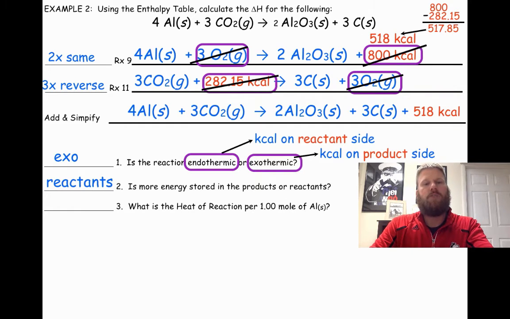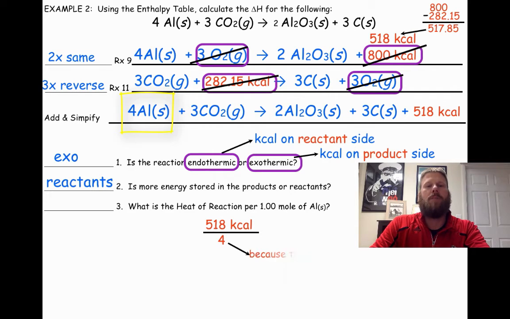What is the heat of reaction per 1 mole of aluminum? Well, 518 kcals of energy is released for 4 moles of aluminum. To get the amount of energy released for 1 mole of aluminum, you must take 518 kcals divided by 4. This gives you 129.5. But you can only have 3 sig figs, so the answer rounds to 130 kcals.